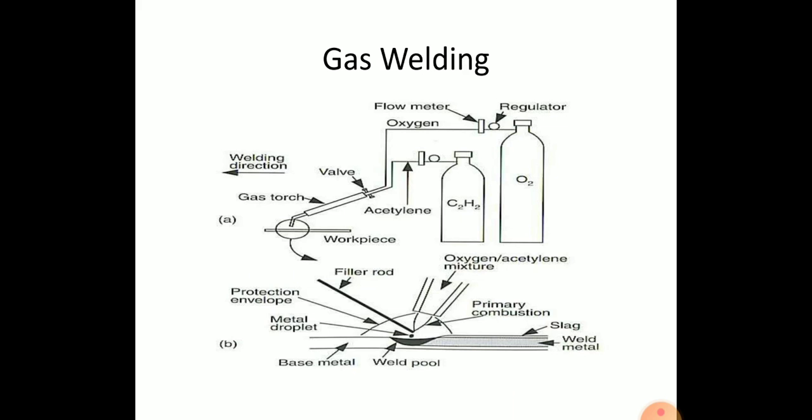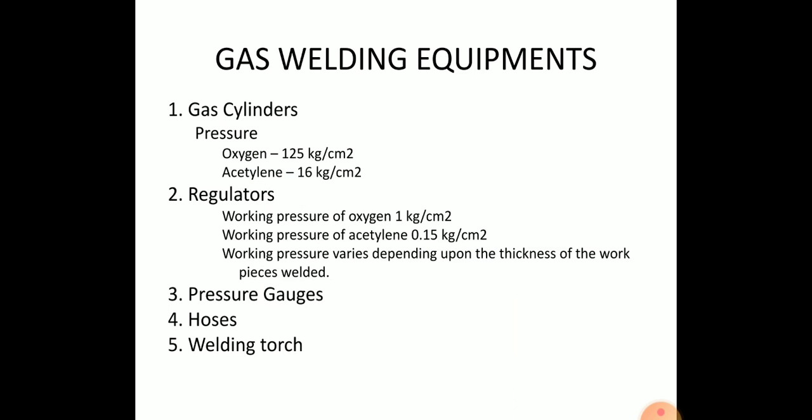This is the figure of gas welding. See in the figure: flow meter, oxygen regulator and acetylene. There are two gases used in gas welding. The direction of gas welding is from left to right. Then you see in the figure the valve, gas torch, workpiece. Then at the bottom of the figure: oxyacetylene gas mixer, filler rod, protective envelope, metal droplet, base metal, weld pool, primary combustion, slag and weld metal. This is the complete gas welding process.